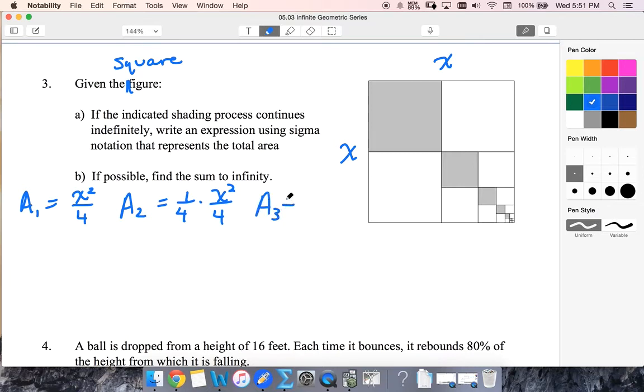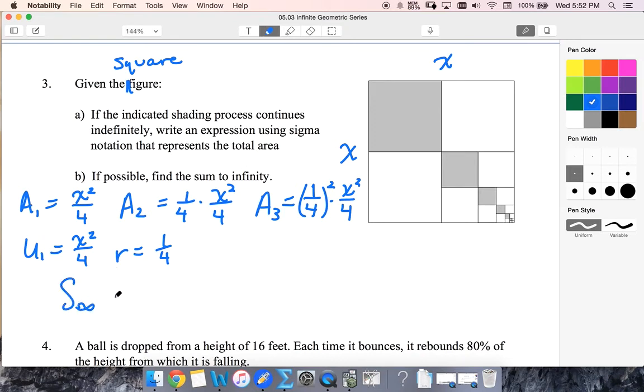Area 3 is now 1/4 of this one. So 1/4 squared times x squared over 4. Hopefully you're seeing it's geometric. It's geometric with a u1 of x squared over 4 and an r value of 1/4. Well, since r is less than 1, it is possible to find the sum to infinity.